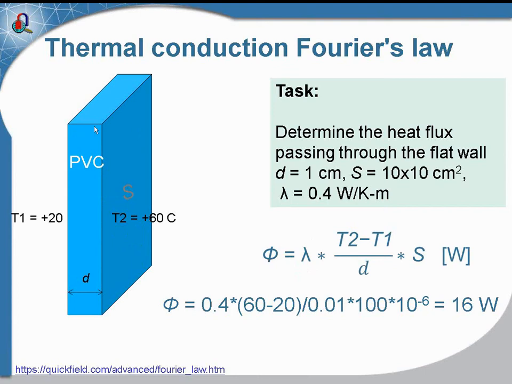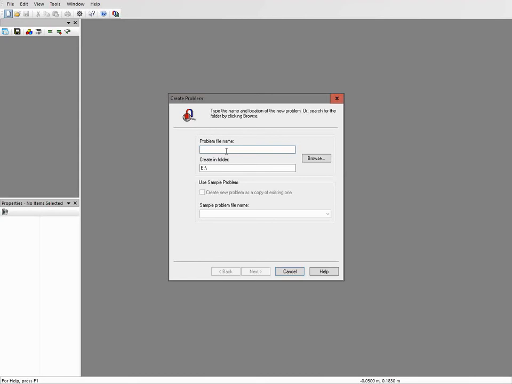Now for this particular wall made of plastic with thickness of 1 cm and the surface area of 10 by 10 cm square, the heat flux will be 16 watts. Let's simulate this case in QuickField. I start QuickField, create the new problem, Fourier's law. This will be the problem name, and this is the location of the files.